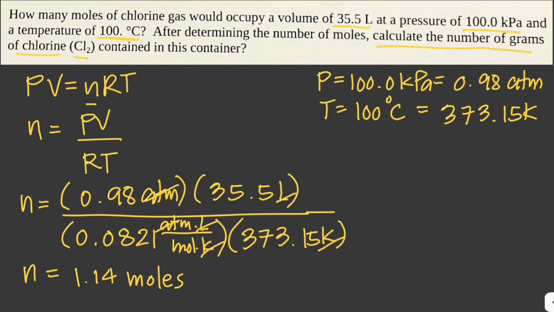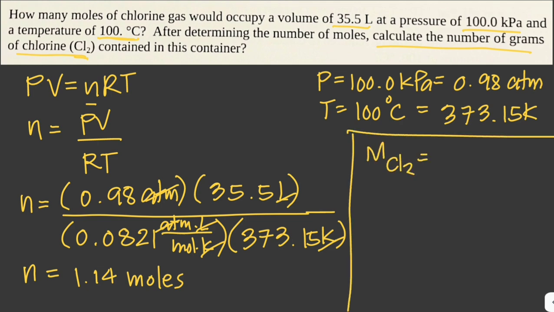Now we are asked to calculate the number of grams of chlorine gas, Cl2. So we need the molar mass of Cl2. The molar mass of Cl2 from the periodic table is just equal to 70.906 grams per mole. So to solve for the number of grams, we just have to multiply the molar mass by the number of moles.